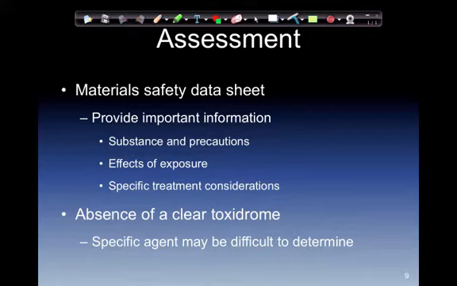They can be very, very helpful. They provide important information: substance and precautions, the effect of the exposure, which is the MSDS sheets, and specific treatment considerations. In the absence of a clear toxidrome, the specific agent may be difficult to determine. So if you can't find the actual agent that causes it, you're kind of in the dark. So just go back to general treatment, spread your net as wide as you can, and get them to a place where they can identify the toxin.